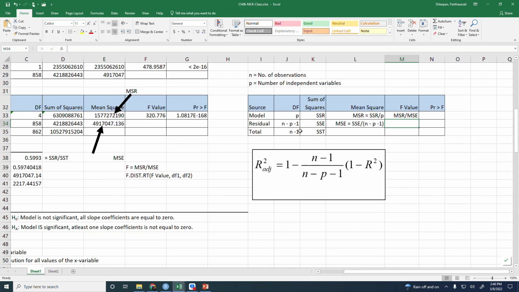So n minus p minus 1 is the degrees of freedom of the residual, not of the model.